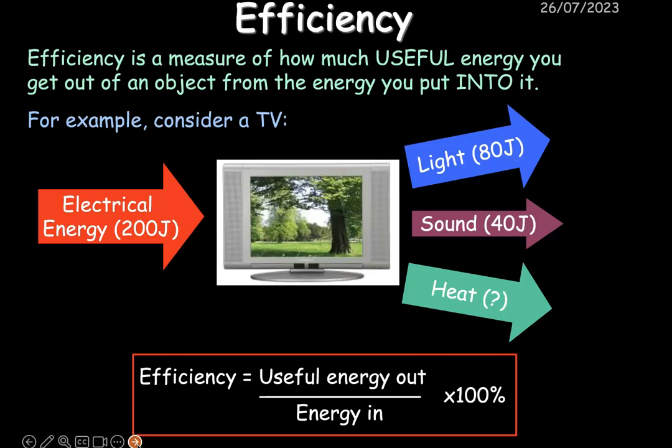So the useful output would be 120 in the equation. So you divide 120 by the energy input, which was 200, and if you want it as a percentage, you multiply by 100, or you can leave it as a fraction. So this equation students need to know how to use for their GCSE, and in the next slide we will give them some alternative examples.